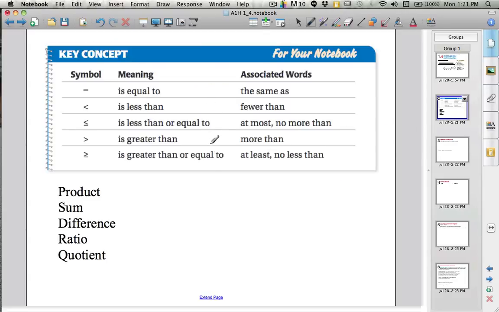So again, repeating what I basically just went through, equal to means the same as, less than is fewer than, less than or equal to would be expressed as at most or no more than, greater than would be more than, greater than or equal to would be at least a value or no less than a value. And also to remind you, product would be multiplication, sum would be addition, difference would be subtraction, ratio or quotient would be indications of division.